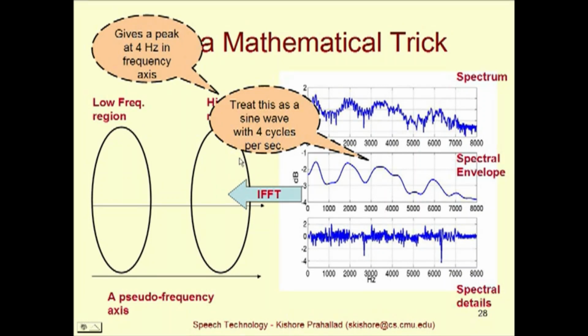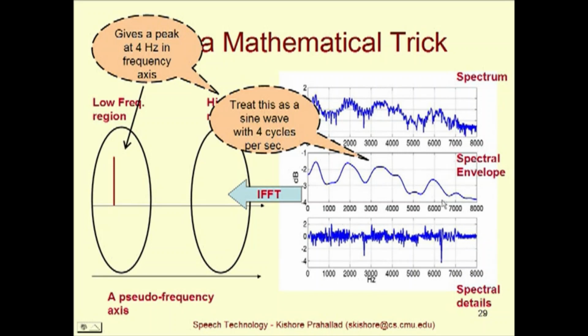So what is our knowledge if you have a sine wave with 4 cycles per second? We should get a peak at 4 Hz in the frequency axis when you take the Fourier transform of this sine wave, correct? So that means I should get a peak at 4 Hz, which is in the low frequency region. So let's say I've got a peak here, which is a low frequency region, which denotes the number of cycles that it has in this signal.